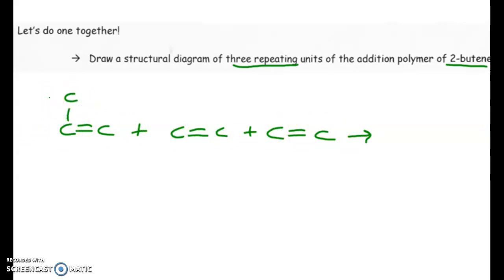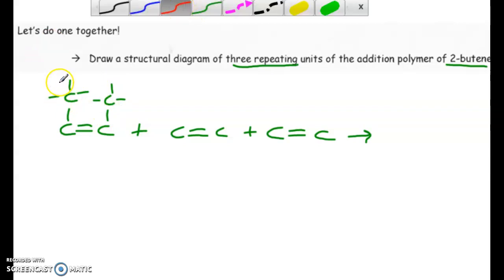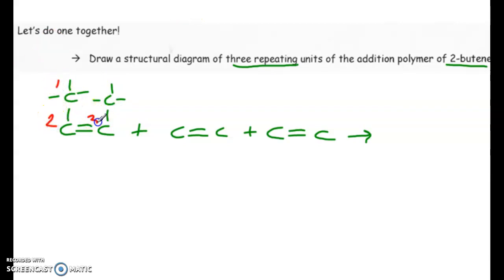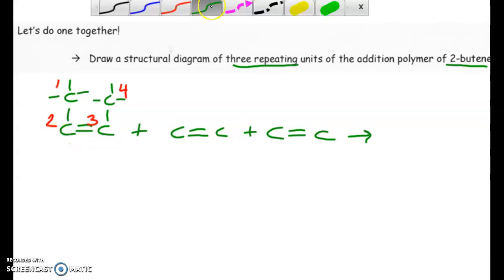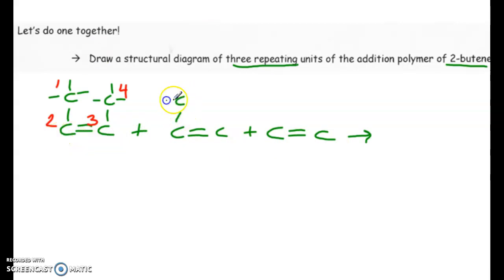So for example, if I were to do this, I can put the other one up here. So notice, let me use a different color to show you what I mean. This is 1, 2, 3, 4. This is still 2-butene, but I've drawn it in a way that I'm going to easily be able to see where the bonds are going to be broken and add up. So we're going to do the same thing for all of the others, of course, because it's 3 repeating units.